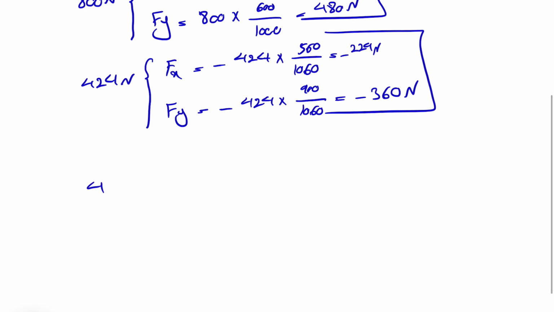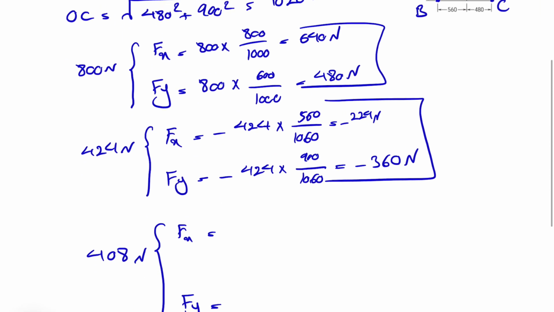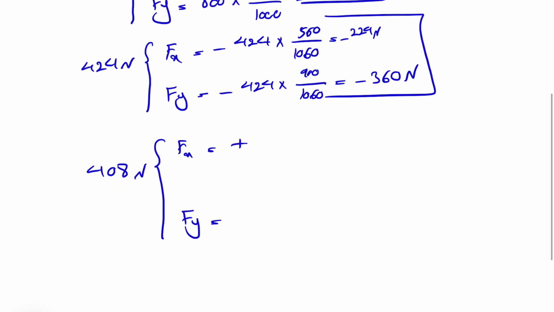There's one more, 408 Newton. Let's find Fx and Fy. And let's resolve that force into X and Y components. So this will be the X and this will be the Y. We can see the X component is positive, but the Y is downward, so negative. So X is positive, Y is negative.